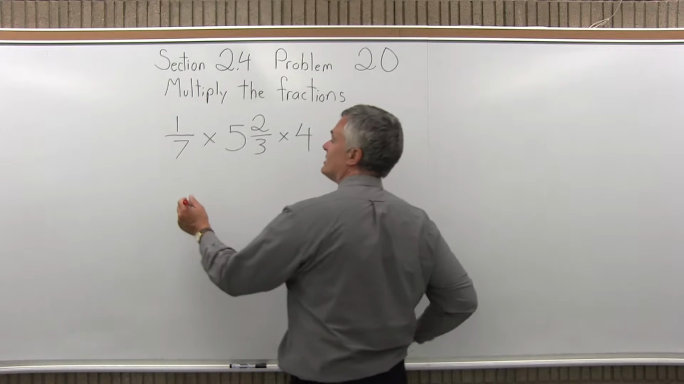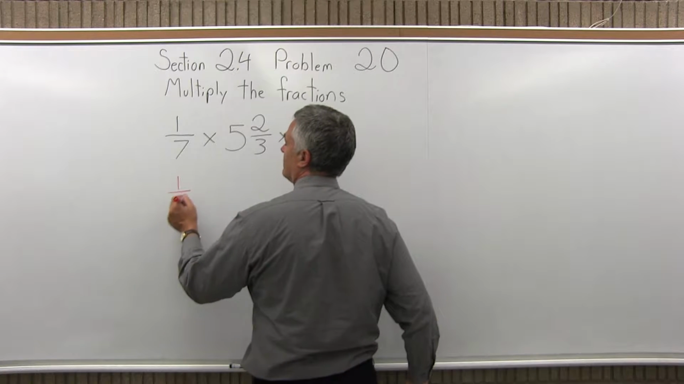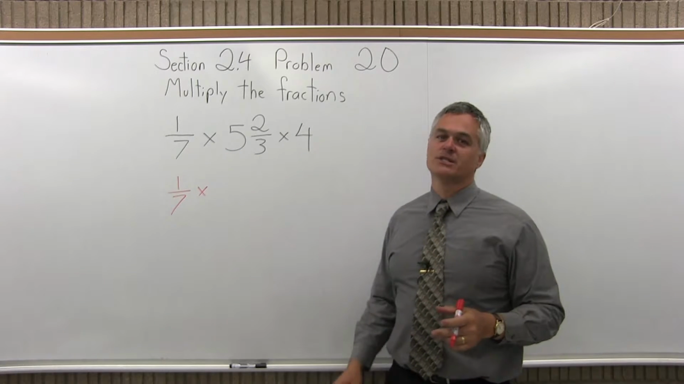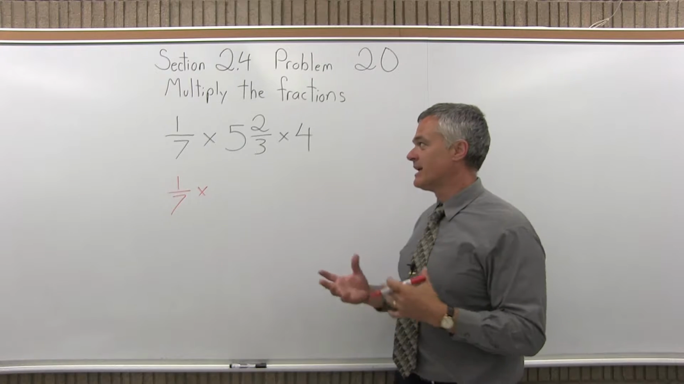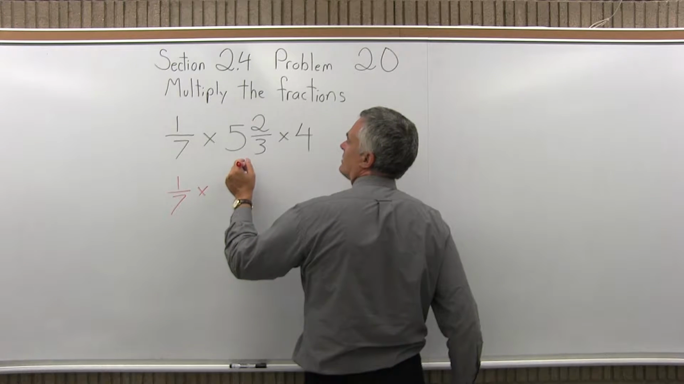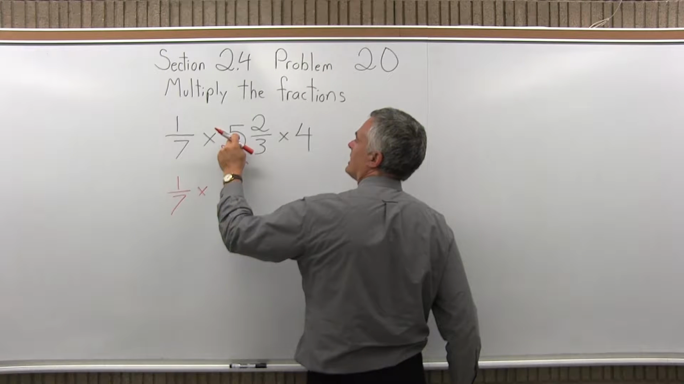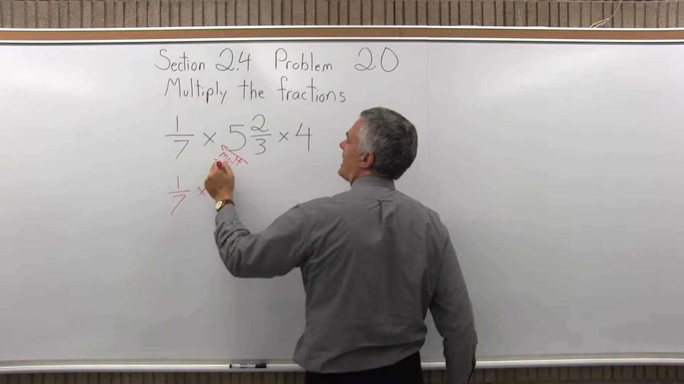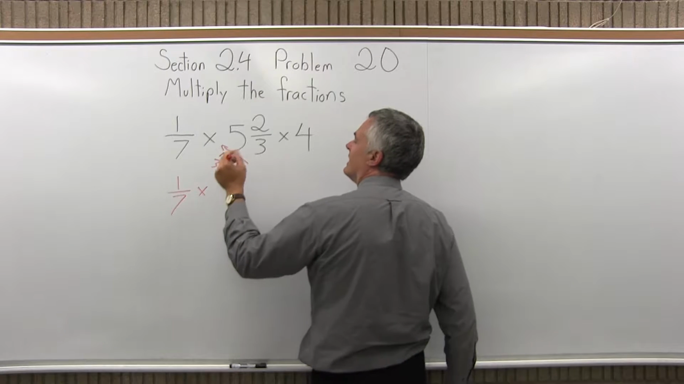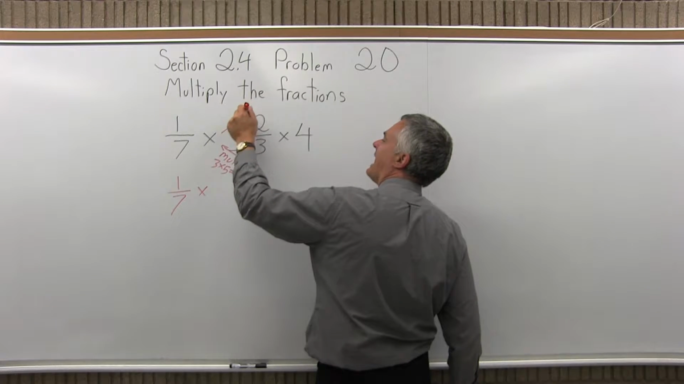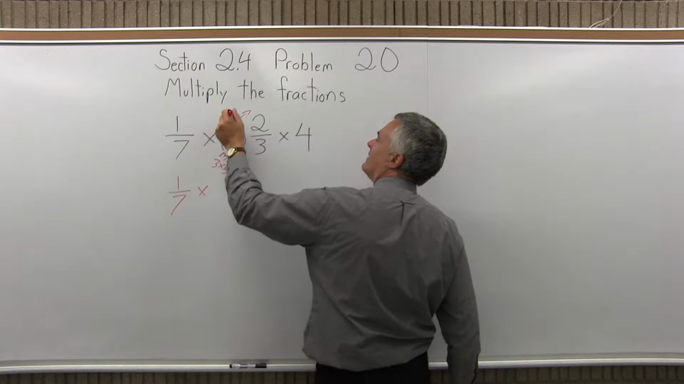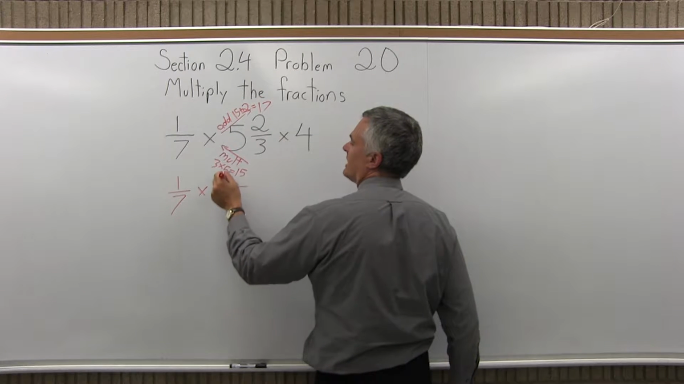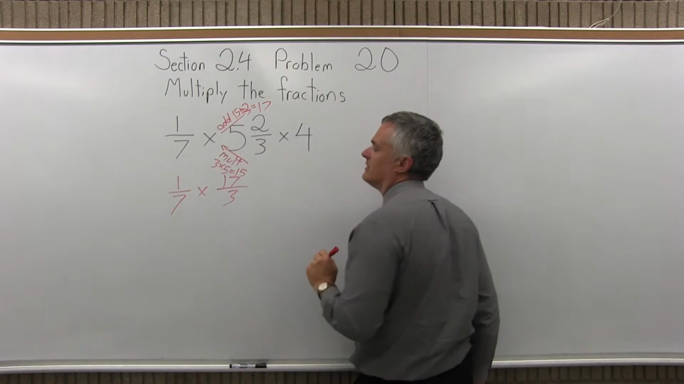So the 1/7 is good the way it is. Let me just bring that down and leave it. Times the middle number, the mixed number, has to be written as an improper fraction. It can have only a numerator and a denominator. I can't have the whole number in front. So to do that conversion, I will multiply the denominator times the whole number in front. So I will multiply 3 times 5, which gives me 15. Then I'll take that result of 15 and add going up. I will add the 15 plus 2 more, which is 17. So it'll be times 17 over 3.